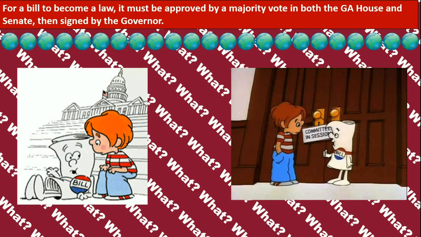Because thousands of bills get proposed every year, the General Assembly doesn't vote on every one right away. Instead, committees read them for consideration. A committee is a small group of leaders that focus on a topic of laws, like the Committee on Education or the Committee on Transportation.